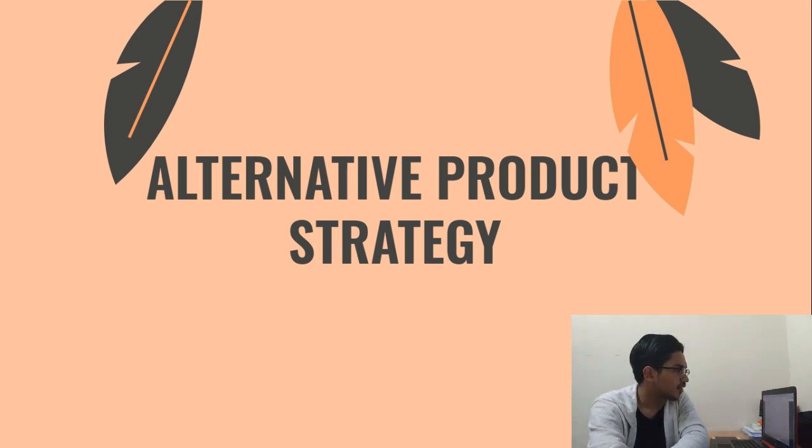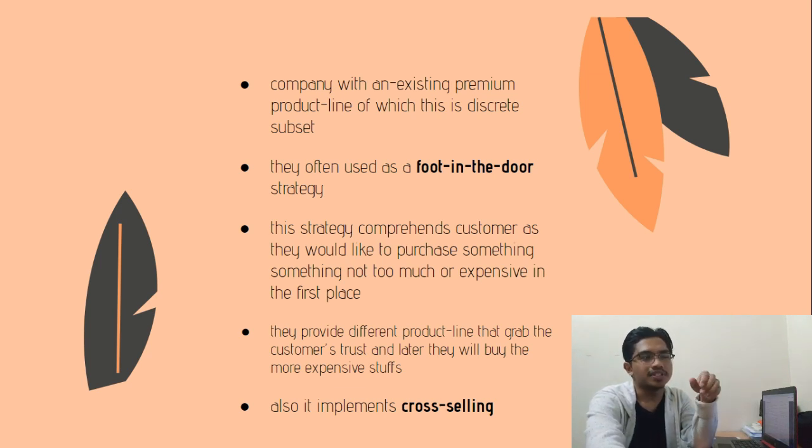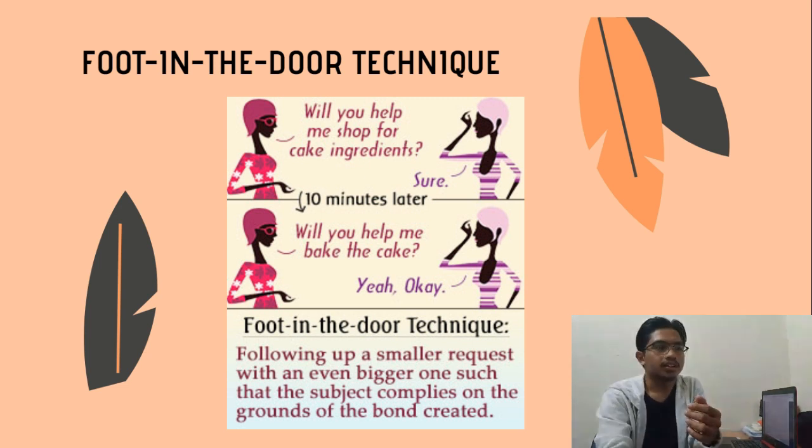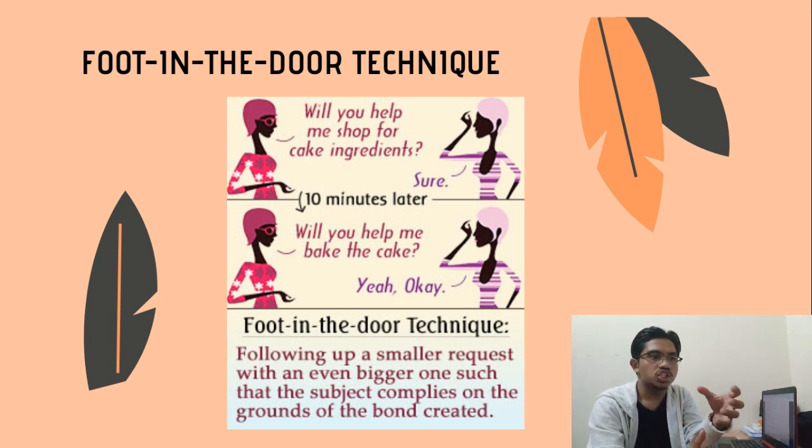Next we're going to talk about the alternative product strategy. How does it work? Basically, a company with an existing premium product line wants to widen its premium products, a new premium product, by using this product strategy. This strategy often uses the foot-in-the-door technique. In retailing and marketing, this technique tells us to offer something cheap to the customer first, and then when the customer has bought our items, later we offer and propose an expensive item.